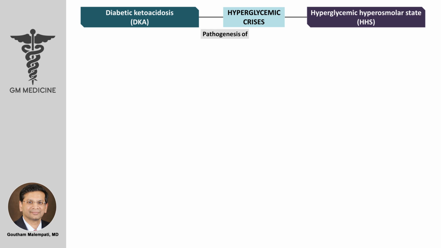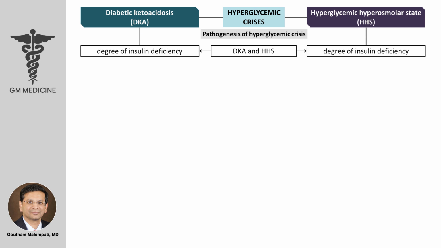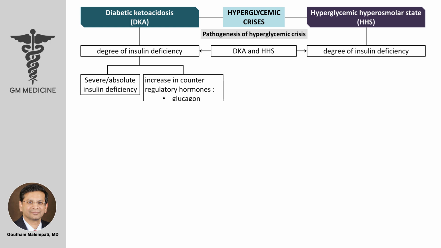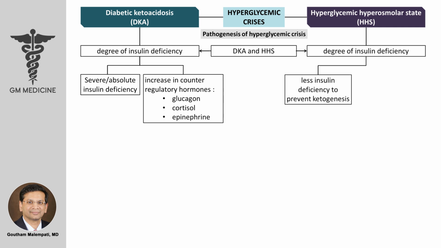Pathogenesis of hyperglycemic crisis. The key difference between diabetic ketoacidosis and hyperglycemic hyperosmolar state is the degree of insulin deficiency. Diabetic ketoacidosis is characterized by severe insulin deficiency and increase in counter-regulatory hormones such as glucagon, cortisol, and epinephrine. In hyperglycemic hyperosmolar state, there is enough insulin to prevent ketogenesis, but not enough insulin to prevent hyperglycemia.